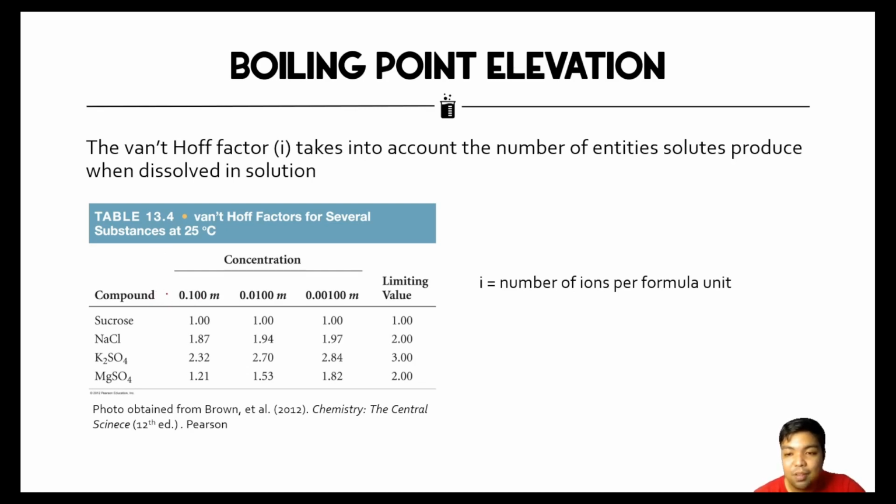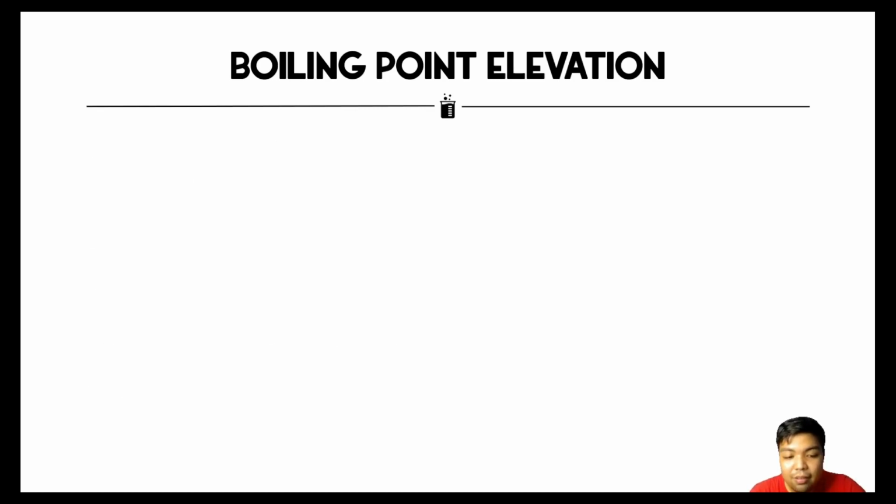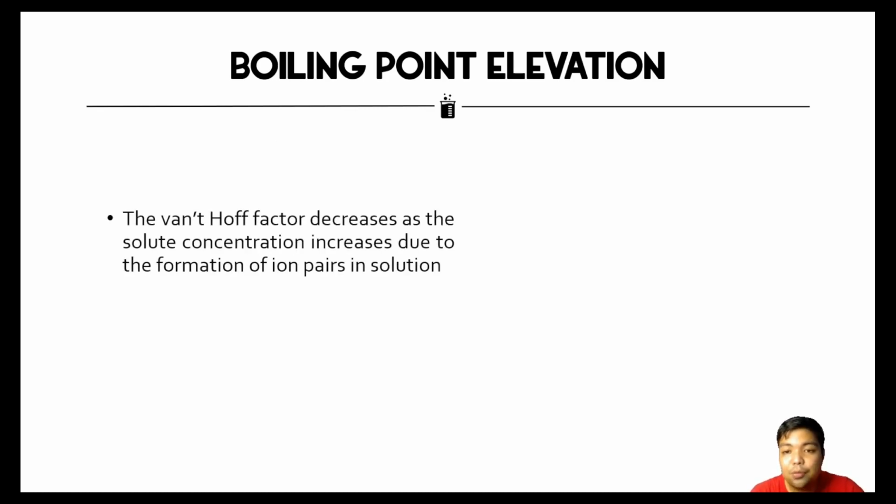Now, if you round it off to the nearest whole number, it will no longer be 3. It is closer to 2 in comparison to 3. So what is the cause? The explanation for the decreasing trend of the Van't-Hoff factor with increasing molal concentration of our solution is because of the formation of what we call ion pairs.